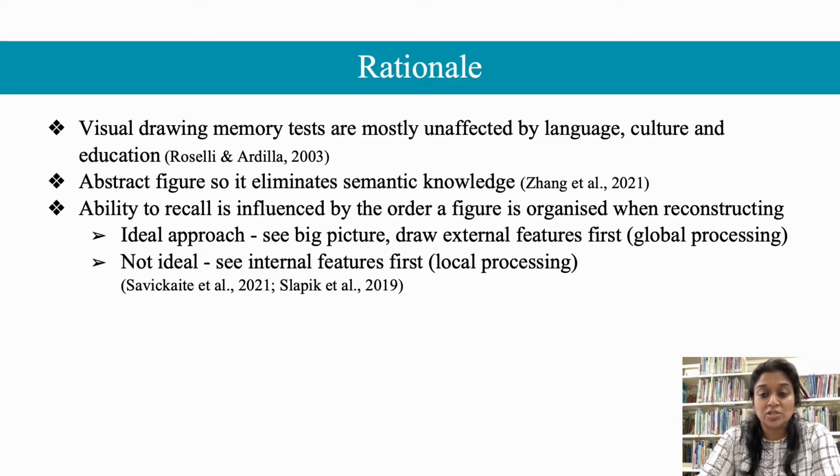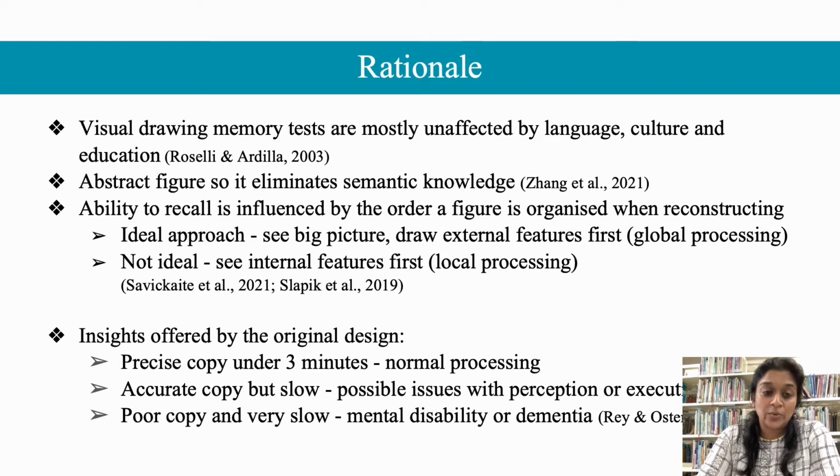However, the original test provided the following insights. If a precise copy was done in under 3 minutes, it indicated normal processing. An accurate copy but slowly done highlighted possible issues with perception or execution, and a poor copy and very slowly done indicated mental disability or dementia.